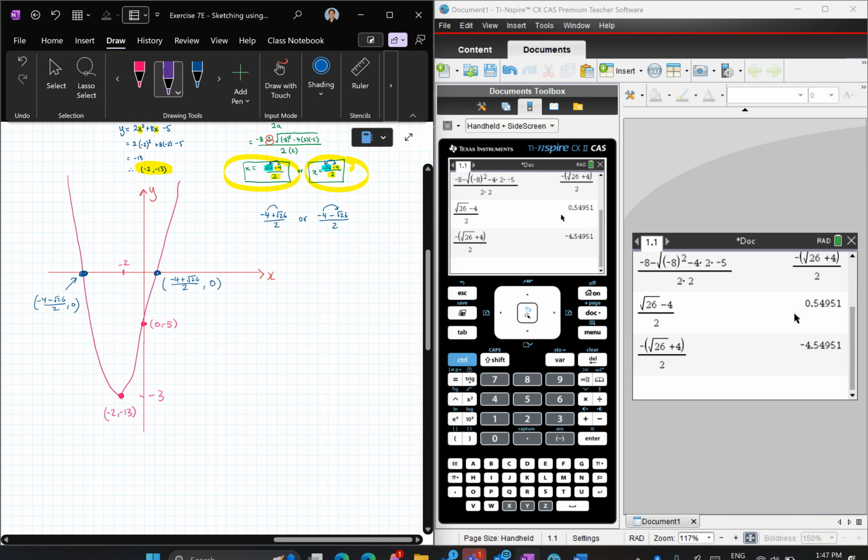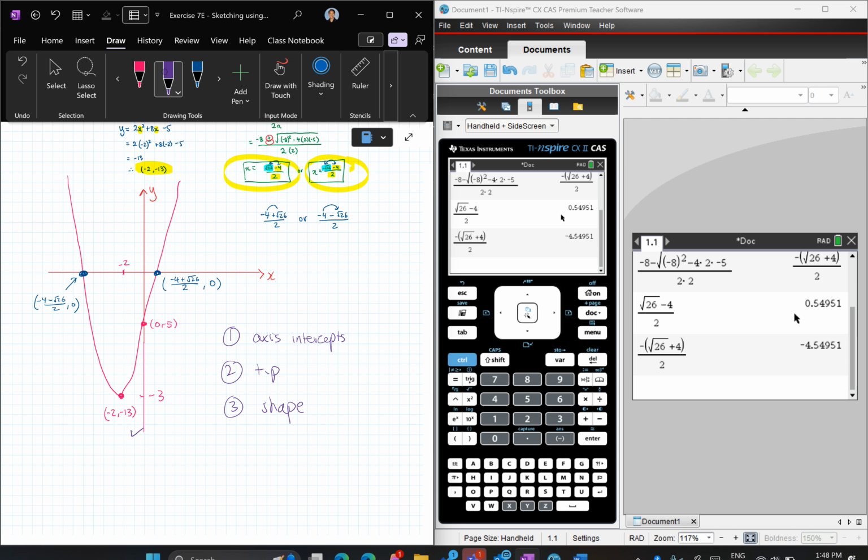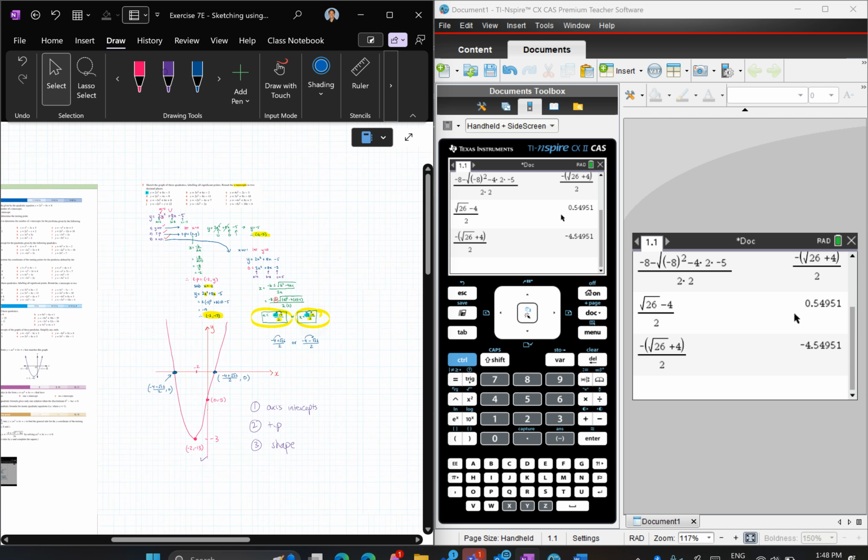So that's how you get your 3 marks. 1 for any axis intercepts, which I've labeled them both. I've got both x and y. 2, turning point. Yes, I have a turning point. And then lastly is the shape of the graph, which I've drawn correctly. It's a smiley shape. And as long as it looks relatively good, then you get your 3 marks there. But that's how you do it.